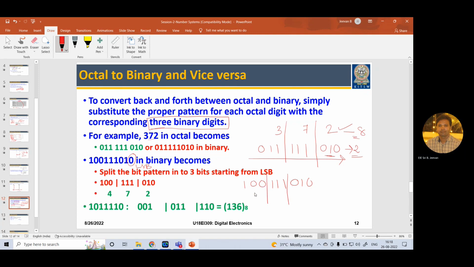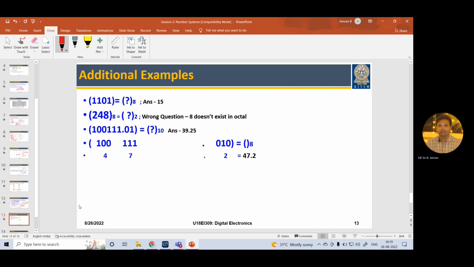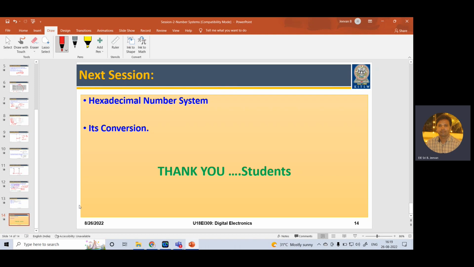That's it. Right. So what is its decimal equivalent? 2, 7, 4. The answer is 470. Right. So this is how it works, right? You have to split into 3 bits. Additional examples are given. We will go through this.